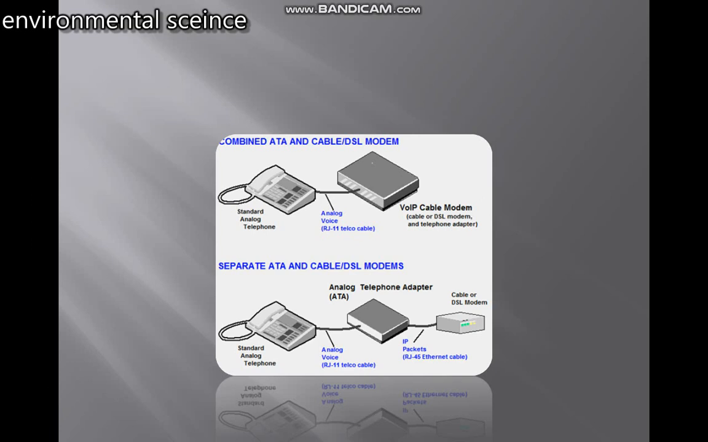Here you can see the diagram in which you see a VoIP cable modem, which is connected to a standard telephone, which is connected to the VoIP modem, and separate. In the second diagram, you can see a standard telephone, analog wire, and IP cable or DSL modem.